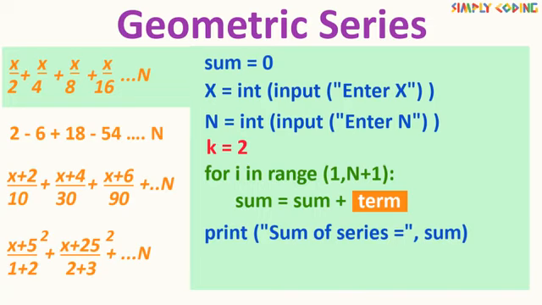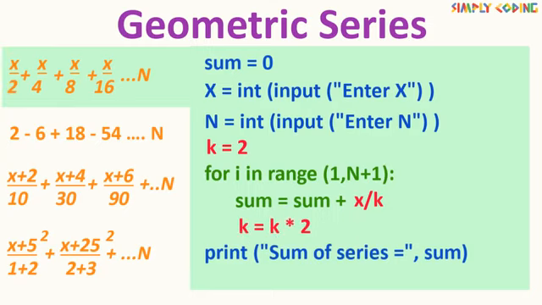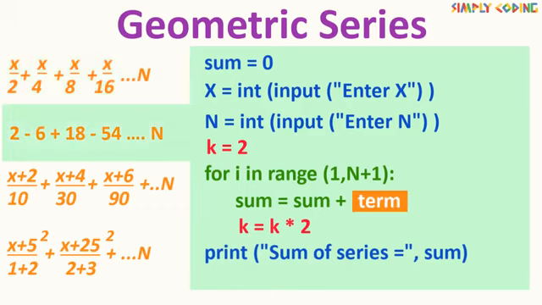In our for loop, now we will form the term as per the question, which is x divided by k, which we will add to the sum. Then we will add the statement k is equal to k multiplied by 2 to get the next k to form the next term of the series. This is our program for this series. Let's solve the next one.